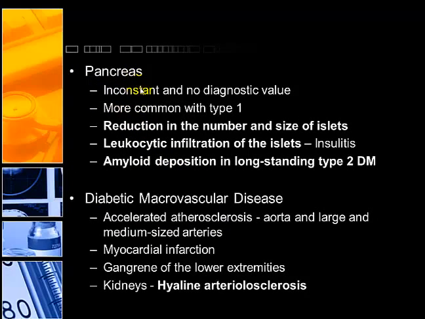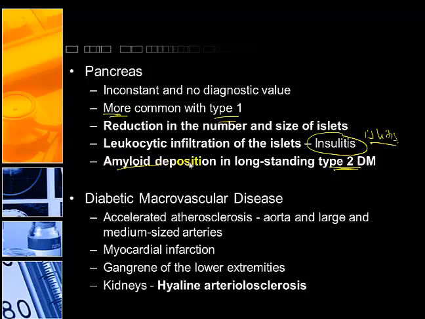Now what happens to pancreas? It is inconstant and has no diagnostic value. More important, more obvious features are with type 1 diabetes mellitus, in which you will see that there is something called insulitis. You may also call it islet-itis, because there is inflammation of the islets. So there is leukocytic, mainly T cell infiltration of the islets, which leads to insulitis. In cases of type 2 diabetes mellitus, you mainly have hyaline degeneration.